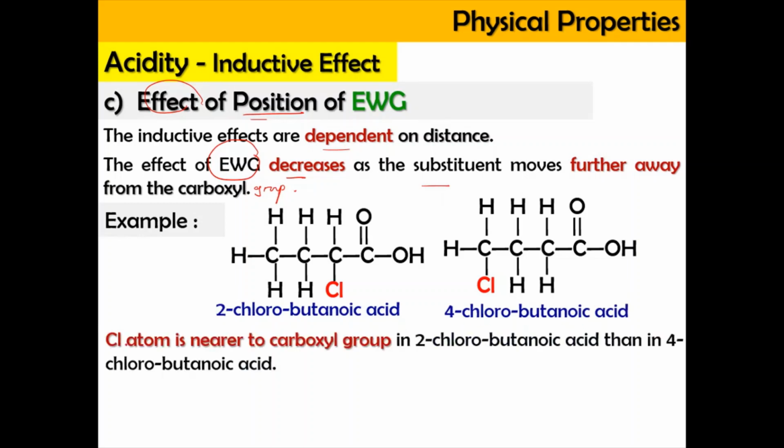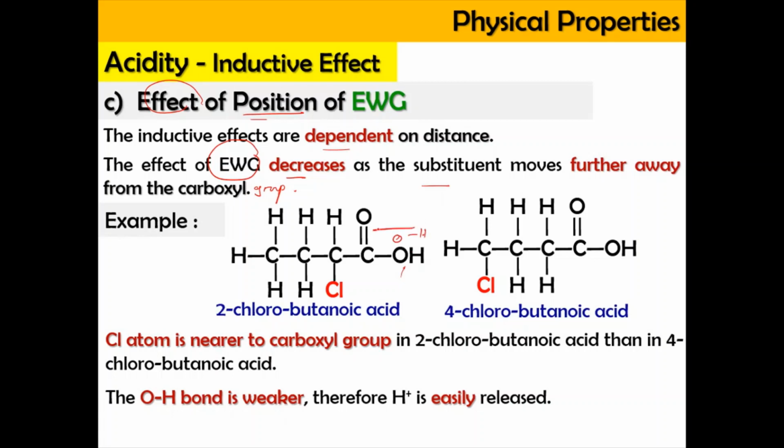The chlorine atom is nearer to the carboxyl group in 2-chlorobutanoic acid than in 4-chlorobutanoic acid. So we can say that the OH bond is weaker on this side, because the electrons are being pulled towards the electron withdrawing group, and hence the hydrogen will be easily released. So we can say that 2-chlorobutanoic acid is much more acidic.